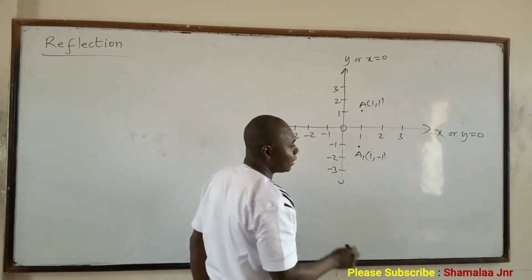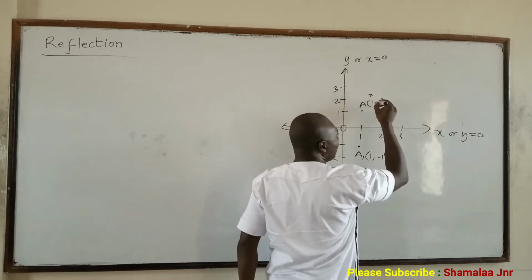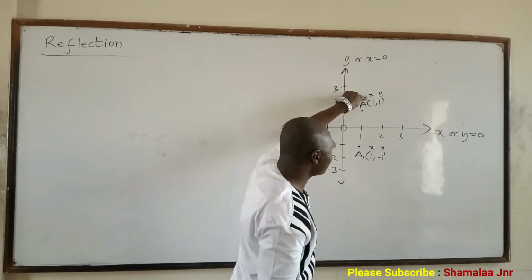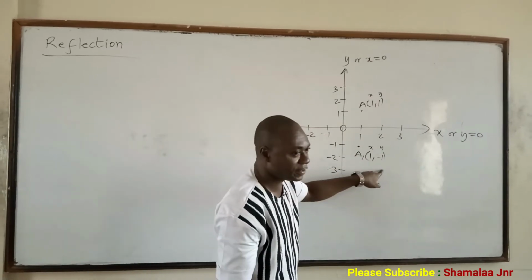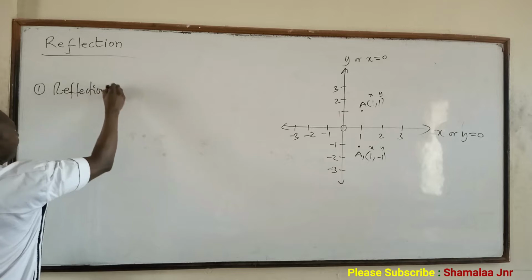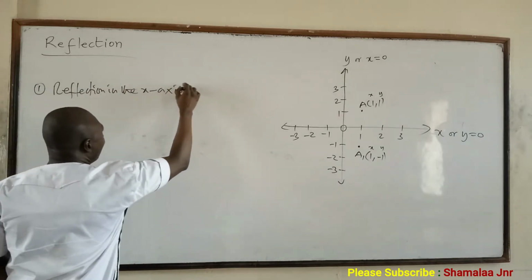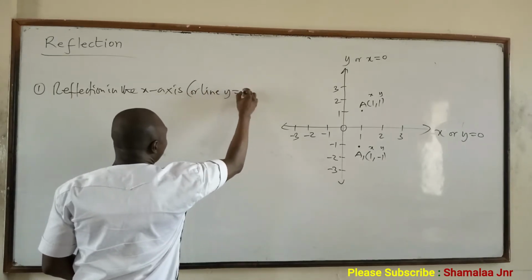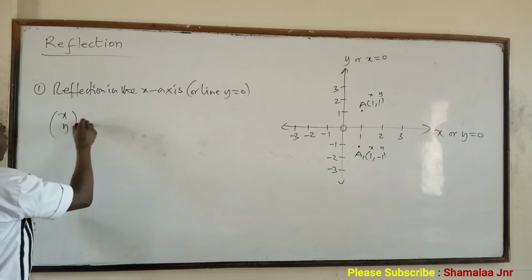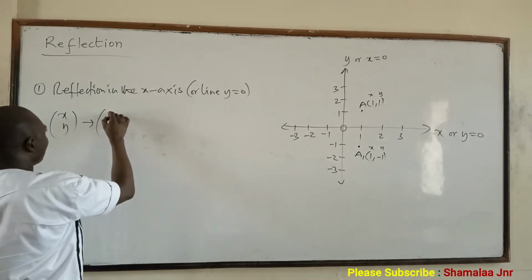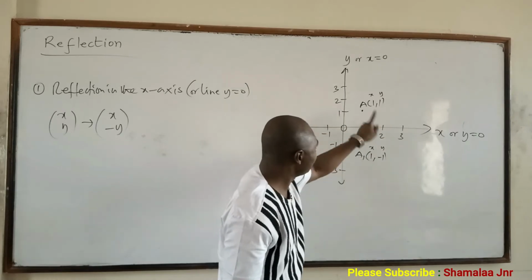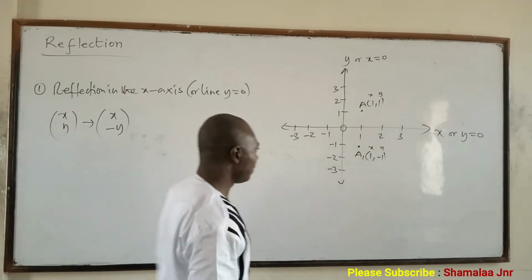So what is this telling you? This is telling us that this is the x coordinate, and this is the y coordinate. So what is happening? You can see that the x coordinate has not changed, but the y coordinate has changed. Do you see it? So it means that reflection in the x-axis, or line y equal to 0, you can say that when you have xy, it should map onto x, negative y. Yes, because the x coordinate didn't change, but the y coordinate has changed.